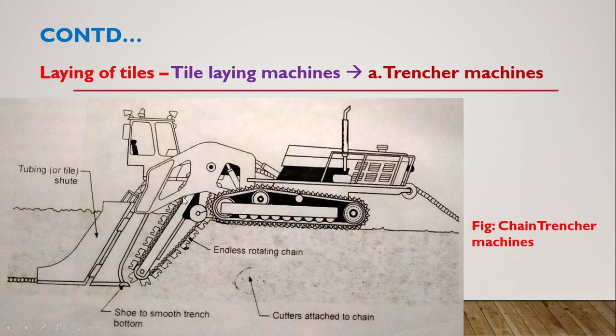The second type of trencher machine is chain trencher machine. In this, instead of the wheel there is a chain drive. In the chain there are a number of knives. So these knives cut the soil and remove the soil. So a trench is made here and tiles are laid. So these are the machines which are used for laying the tiles. Okay.